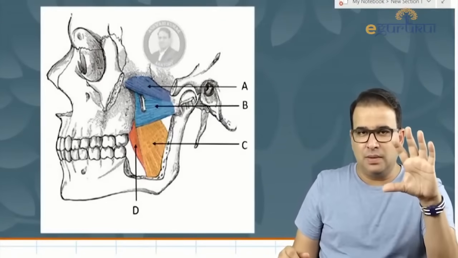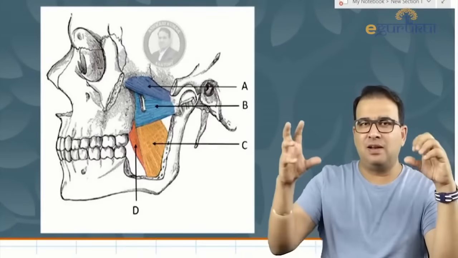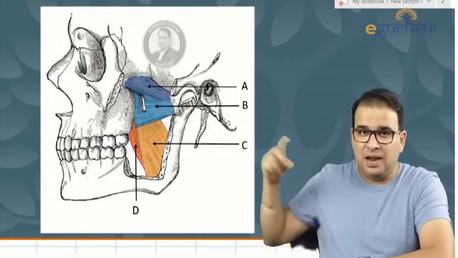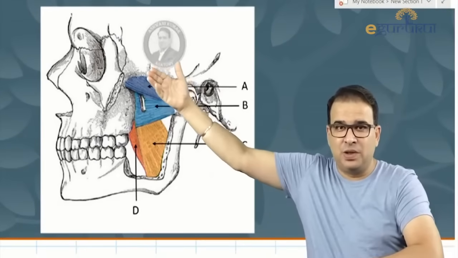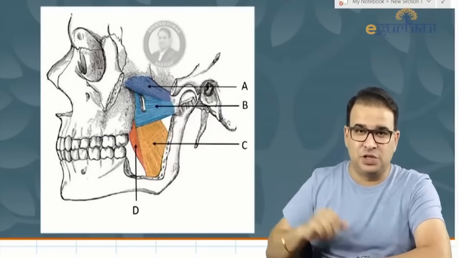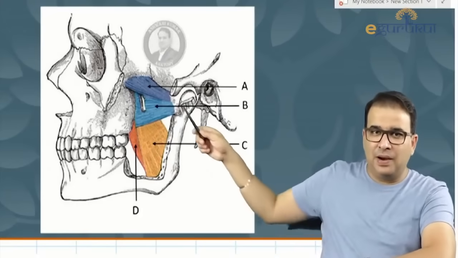When you talk about the two muscles, lateral pterygoid and medial pterygoid, we usually talk about one lateral and one medial pterygoid muscle, but guys, both muscles have two separate heads. Lateral pterygoid has a superior head and an inferior head, and medial pterygoid has a deep head and a superficial head. Now, this upper head and lower head.